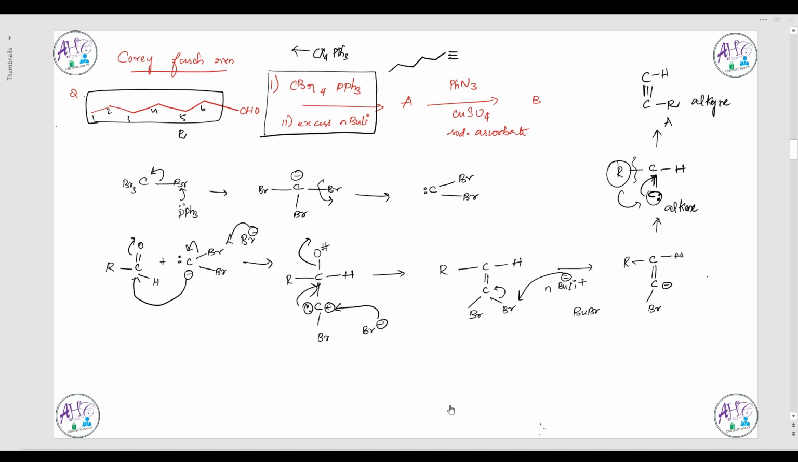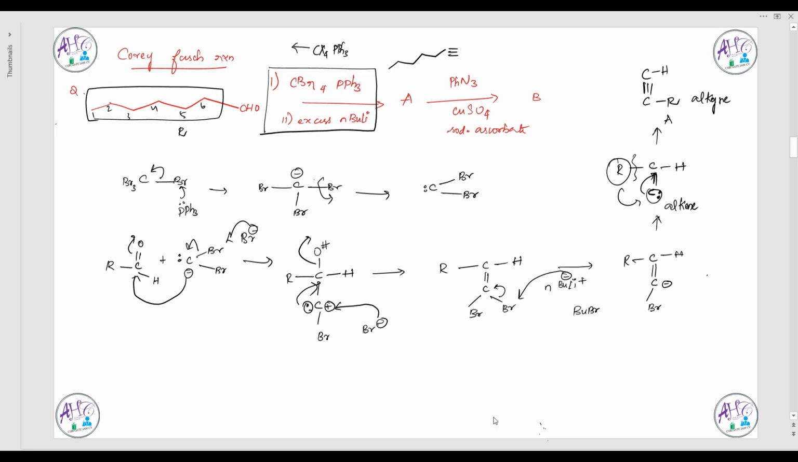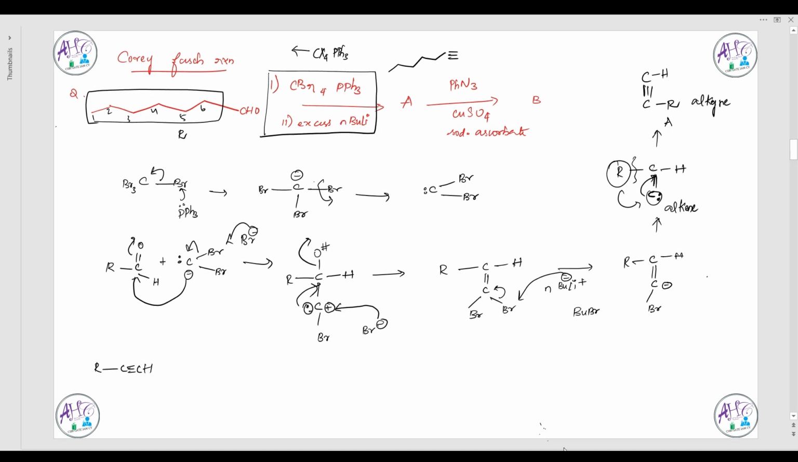Okay, next, what have they given? Next we are going to treat this with phenyl azide and copper sulfate. Let me again consider the entire thing as R. So we have your alkyne group. Now, when your alkyne group is treated with copper sulfate, your metal will get inserted between your carbon and hydrogen. So this is going to form R C triple bond C copper, with hydrogen.